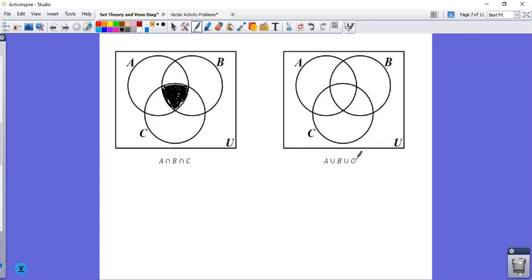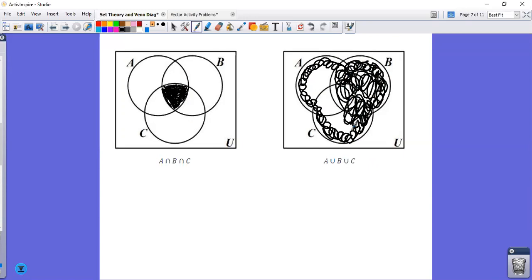But if you're going to union them all, then that's everything, as long as it's inside one of the 3 sets. So the union is all 3 sets together. A union B union C. There you go. So those 2 are pretty basic. Those are your main 2.